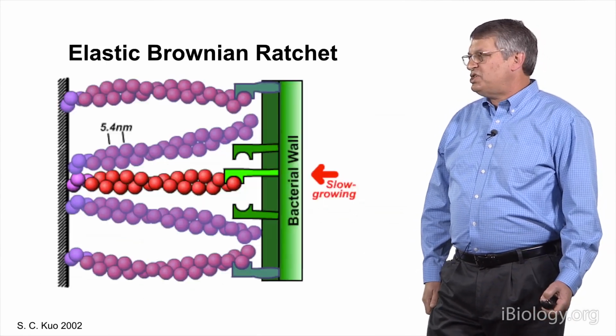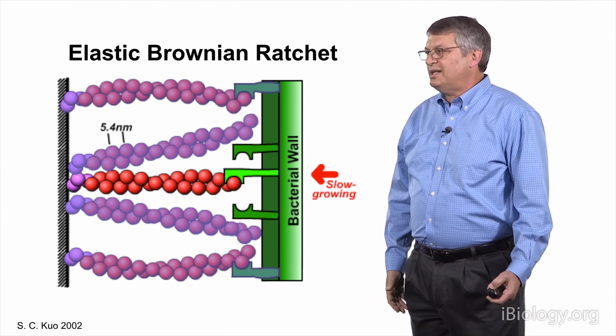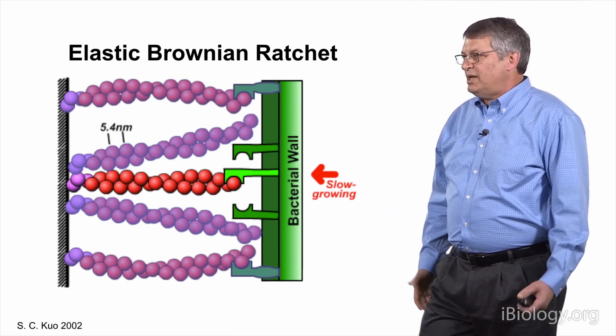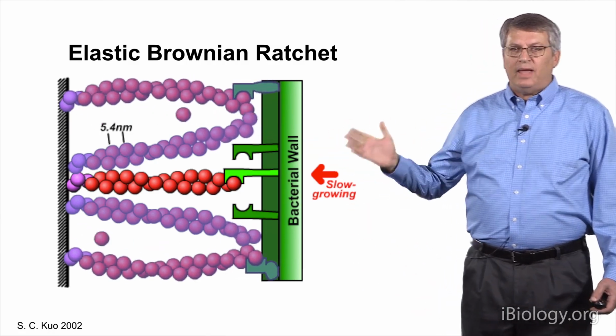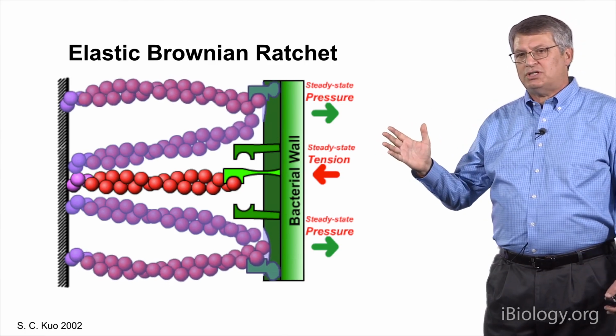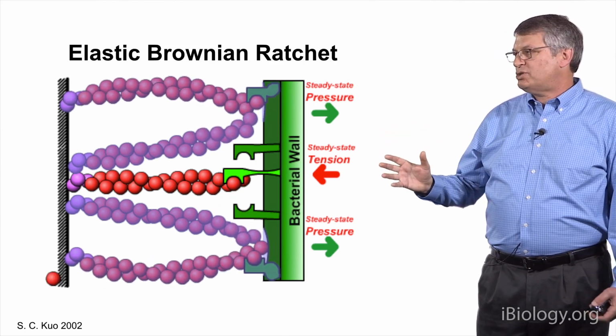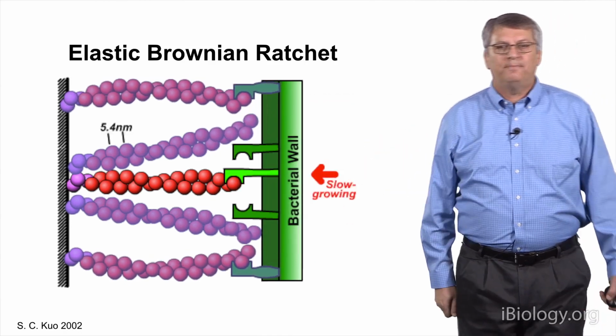Okay, there have been revisions to this, and another model is called an elastic Brownian ratchet. In this iteration, the filaments are actually flexing, and as they flex away from the membrane, more subunits can add, and when they bend back towards the membrane, a pressure builds, and that pressure eventually gets to the point where it can push the object forward like that.